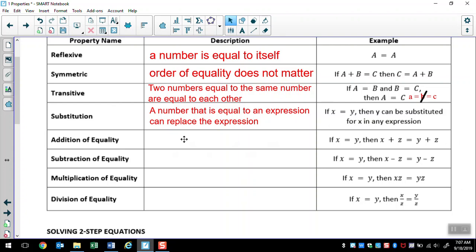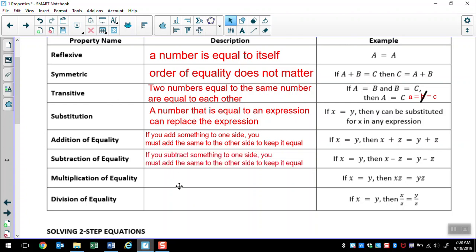Addition of equality. This one states that if you add something to one side, you must add the same to the other side to keep it equal. So if we have x equals y, then if I add z to both sides, I'm going to have an equivalent equation. They'll still be equal. Same thing with subtraction.